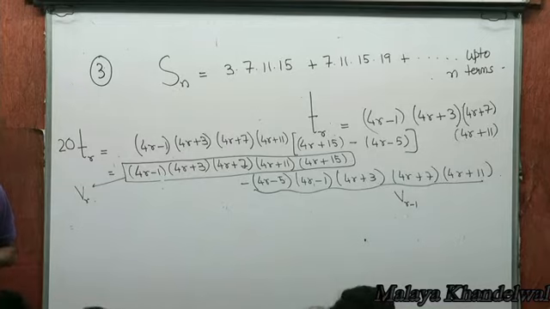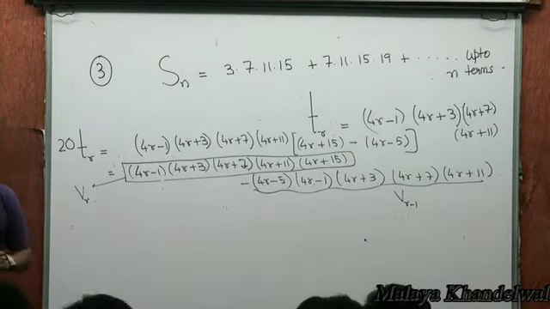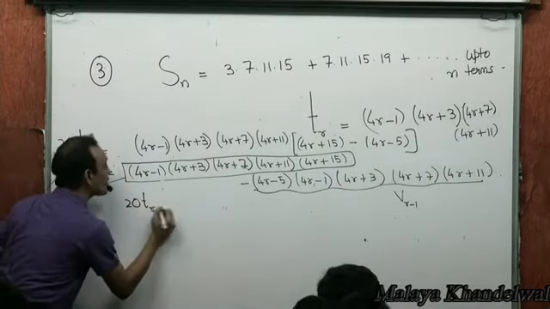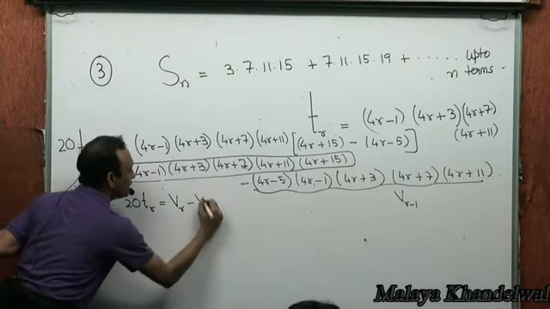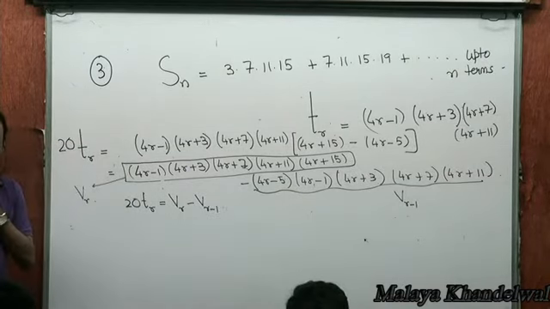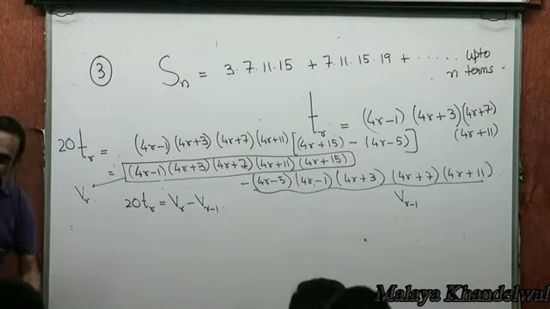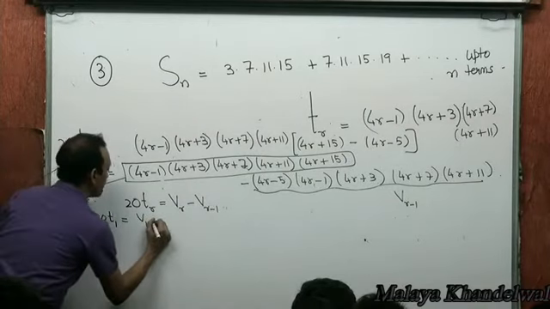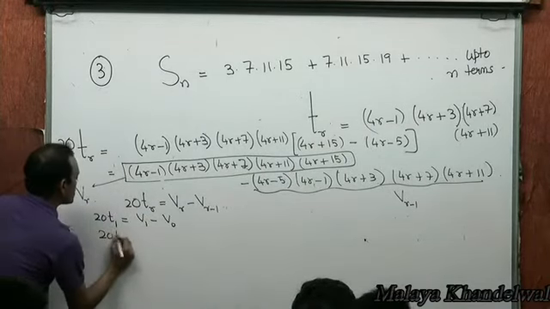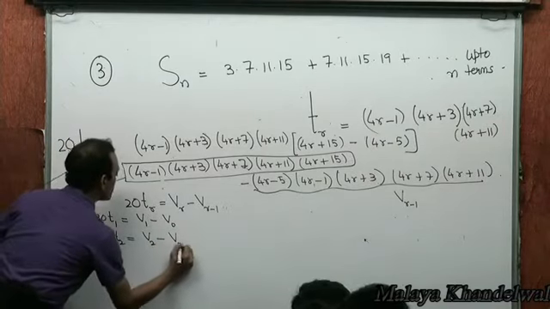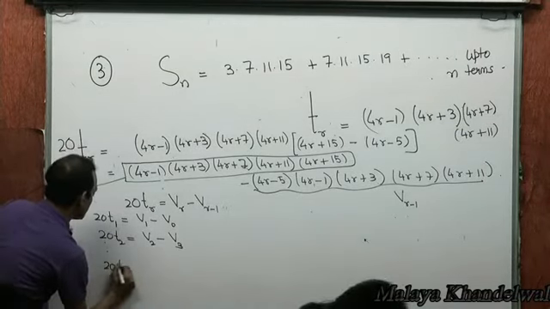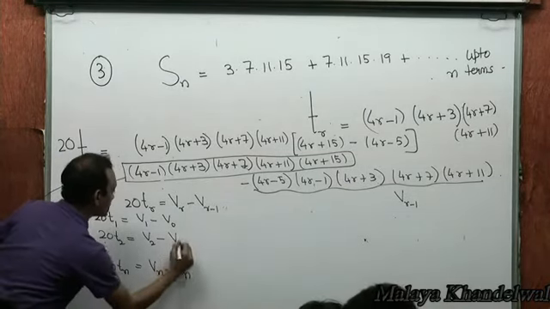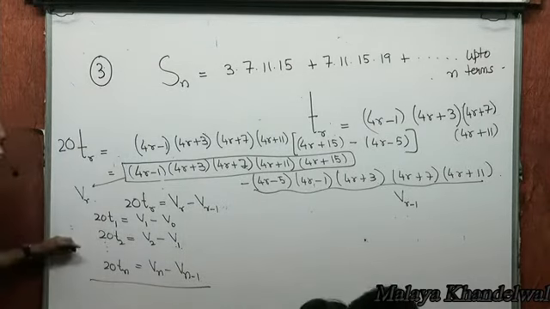And we are ready for a telescope. So 20 times Tr is Vr minus Vr minus 1. Put r equal to 1, 2, 3 up to n. 20 times T1 is V1 minus V0. 20 times T2 is V2 minus V1. 20 times Tn is Vn minus Vn minus 1, and so on.